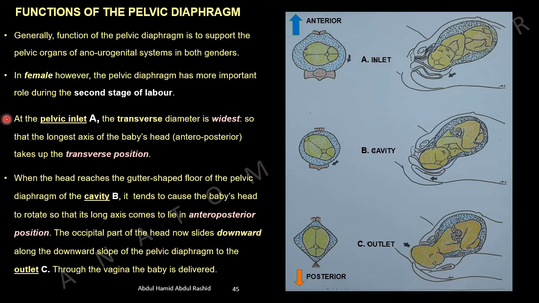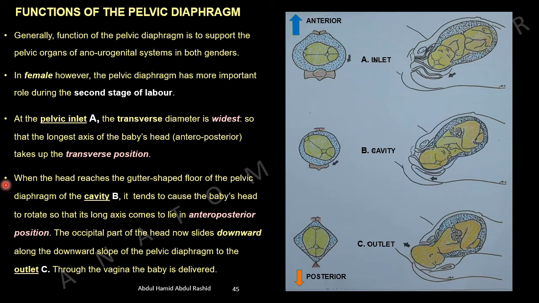Now we have to know that our true pelvis, pelvis minor, through which is the birth canal, has two openings, the upper opening or inlet and the lower opening or outlet. In the inlet, the longest diameter is the transverse diameter, but at the level of the outlet, the longest diameter is the anteroposterior diameter. The longest diameter of the baby's head is the anteroposterior diameter. When it is coming down during labor, the baby's head longest diameter has to be along with the longest diameter of the inlet, that is the transverse diameter, and the longest diameter of the outlet, which is the AP diameter.